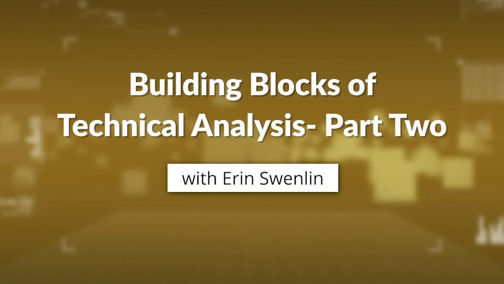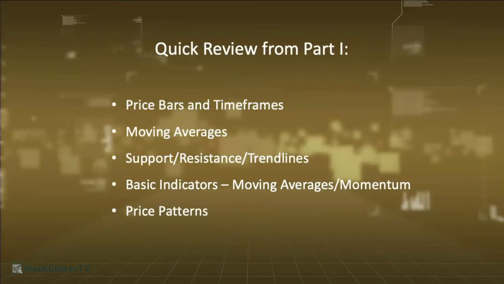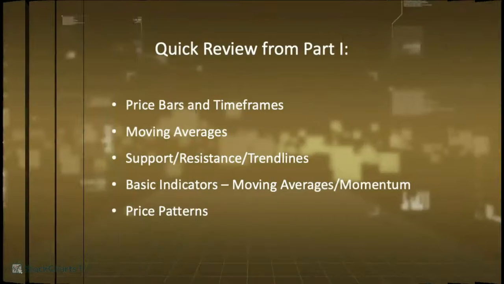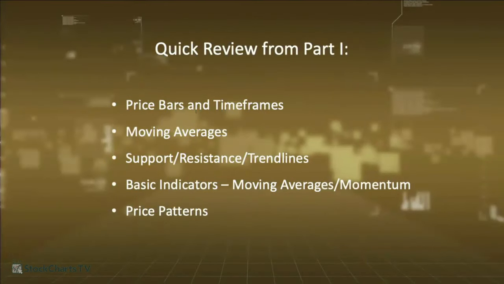But basically what we did in part 1, we looked at price bars and time frames, so how a candlestick and an OHLC bar work, what's intermediate term, what's not. Let's go back. We looked at support, resistance, and how to draw trend lines. We went over the different moving averages, and I talked about the basic indicators, the moving averages and momentum. And then I got started on price patterns, but I wasn't able to really get into that.